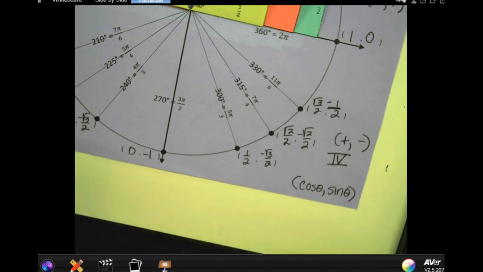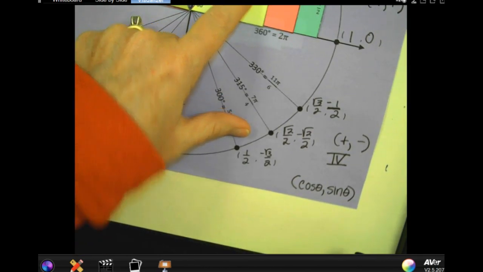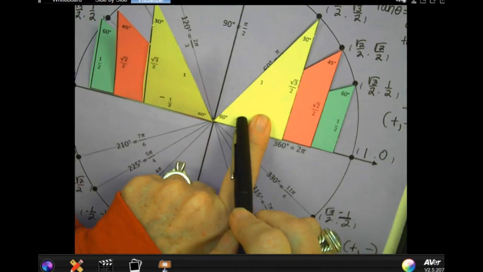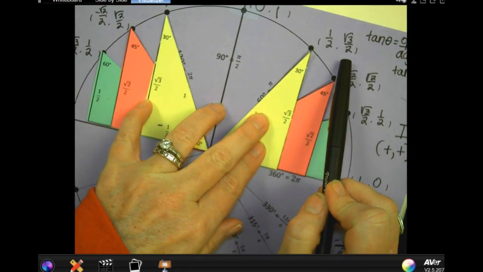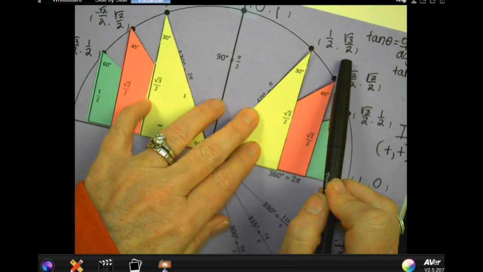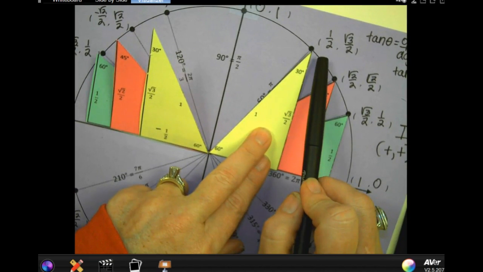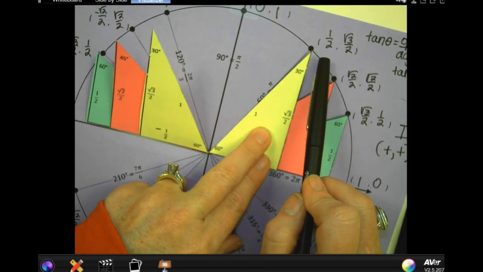So if I ask you, what is the sine of 60 degrees? So here's my 60 in the first quadrant, and is sine x or y? Y, so it's the square root of 3 over 2. What if I wanted to know then what's the cosine? It's a half. If I want to know what the secant is, the secant is the inverse of the cosine, so it's 2.